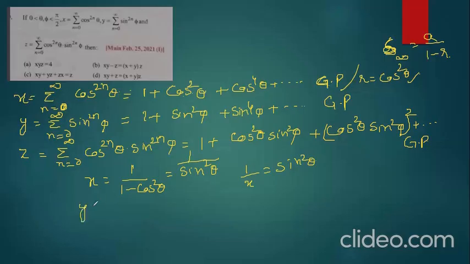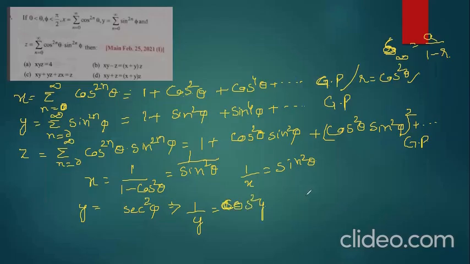Similarly, y is equal to how much we'll get? 1 by A by 1 minus R. A is 1. 1 by 1 minus sin square phi, which is 1 by cos square phi, which is secant square phi. So y is equal to secant square phi, which implies 1 by y is equal to cos square phi. 1 by cos square, 1 by x, 1 by y you got.